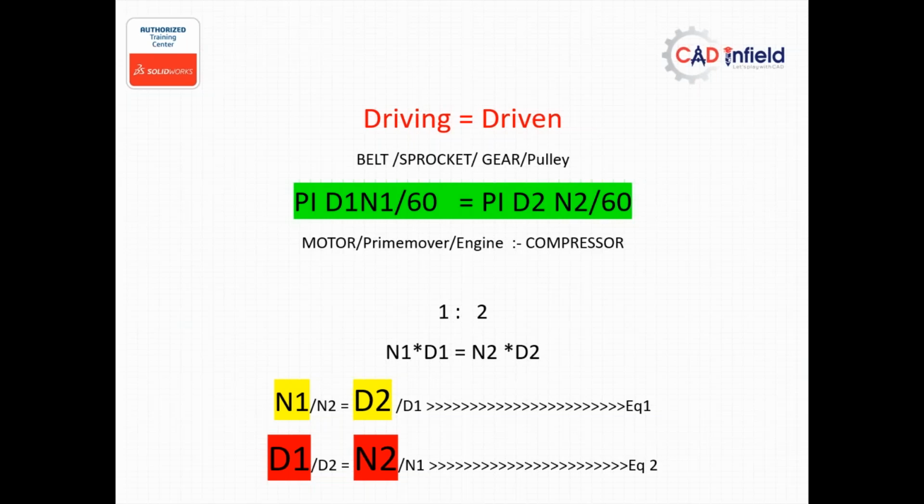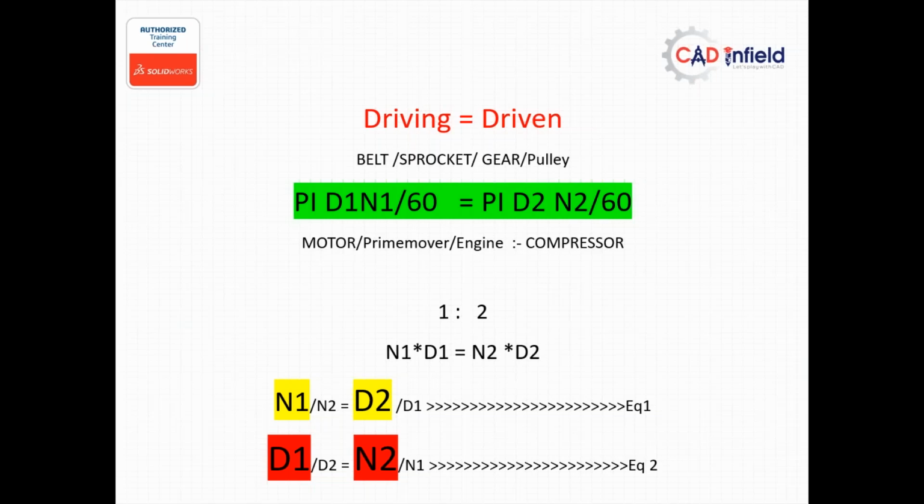So v is equal to pi D N by 60. For driven, we also have pi D N by 60. For driving, I have called it pi D1 N1, and D2 N2 is for my driven. It means my driving is a motor or prime mover or engine, and my driven is a compressor. Imagine this; we want to calculate the formula for the same.